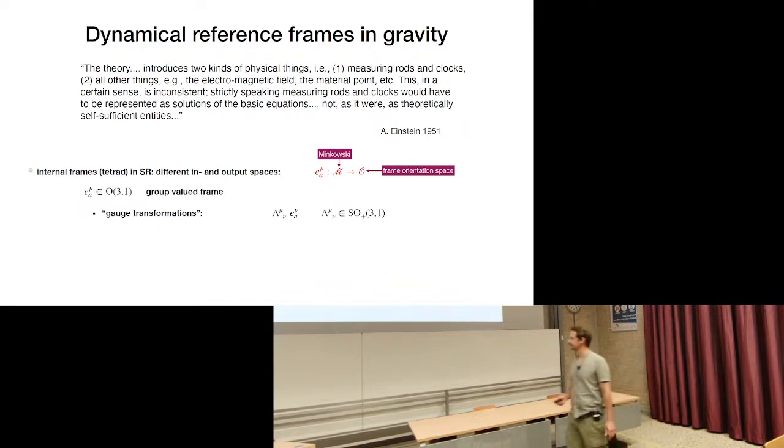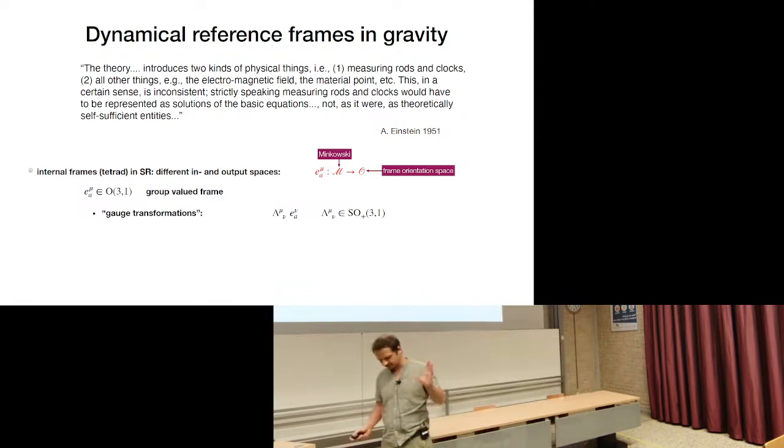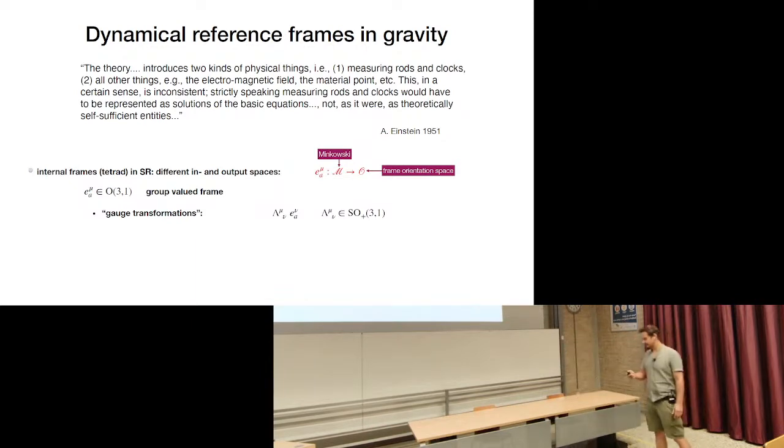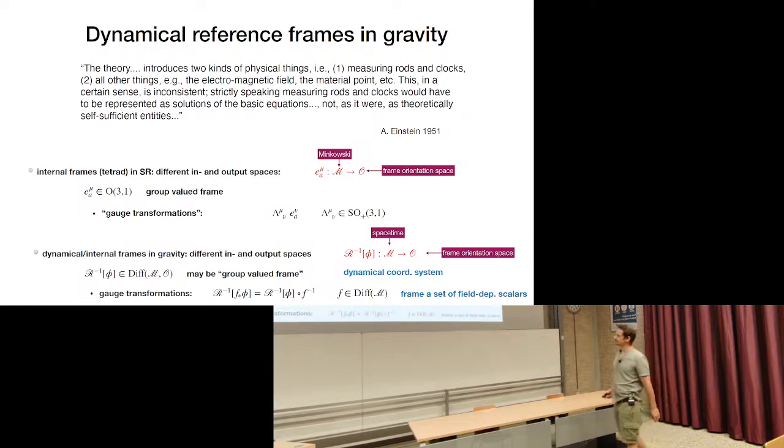To get a bit of inspiration, let's quickly look at special relativity with internal frames, so tetrads. Really, what are they? These are maps, at least if I apply them to vectors, from Minkowski space to some other space. Well, they're actually group valued in the Lorentz group because of normalization conditions. And here you can act on these frames by gauge transformations, which would be basically space-time Lorentz transformations. And then you can use these tetrad vectors to contract whatever other vector you might be interested in to turn it into something that's invariant under space-time Lorentz transformations.